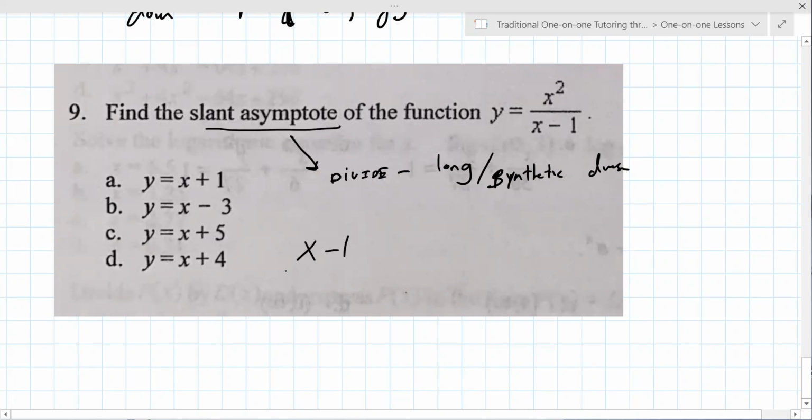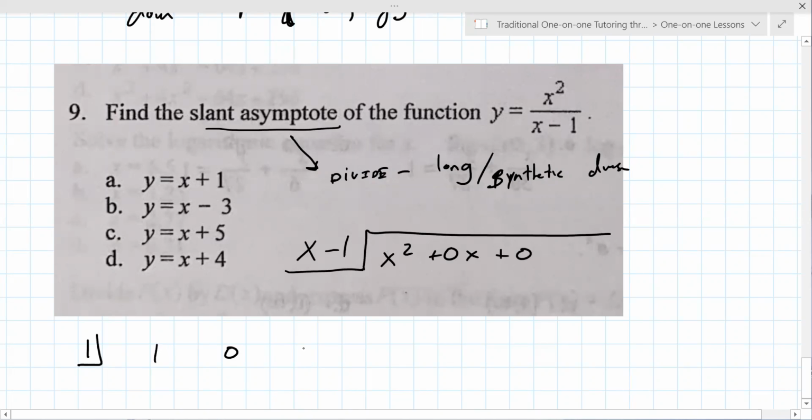So the first way is x minus 1 outside the house, x squared plus 0x plus 0 inside the house. That's way 1. The other way is to put a 1 out here, and then the coefficients 1, 0, and 0, and do synthetic division. Which one do you think you would do on an exam? Synthetic division. Okay, so you just got to remember to put those extra terms in there.